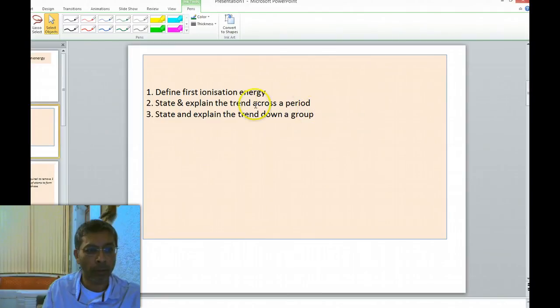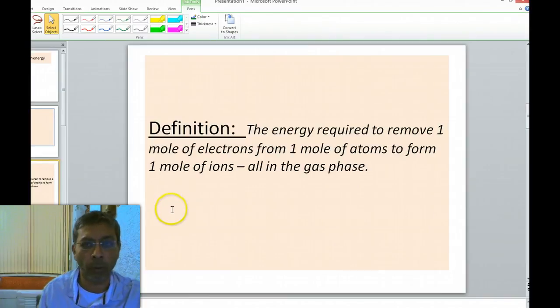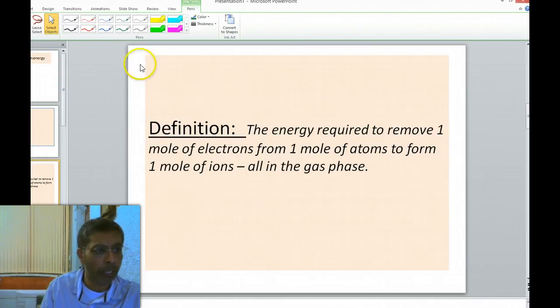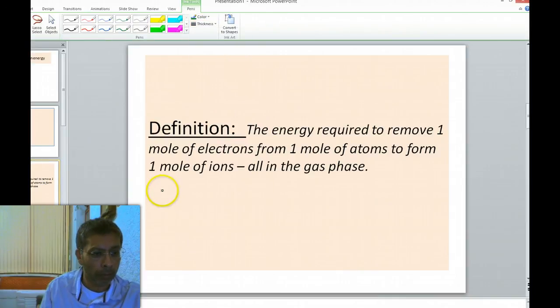Let's start off with the definition for first ionization energy. Here we are. The energy required to remove 1 mole of electrons from 1 mole of atoms to form 1 mole of ions, all in the gas phase. And in the exam they may ask you to write the equation, so let's do that. The equation, right.